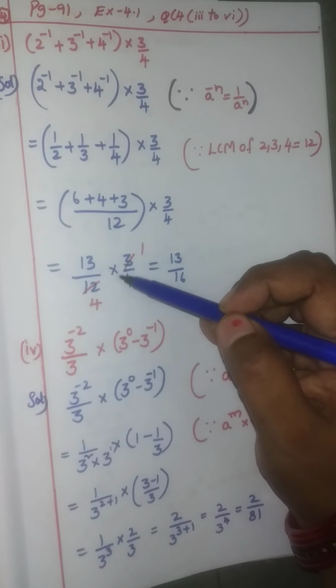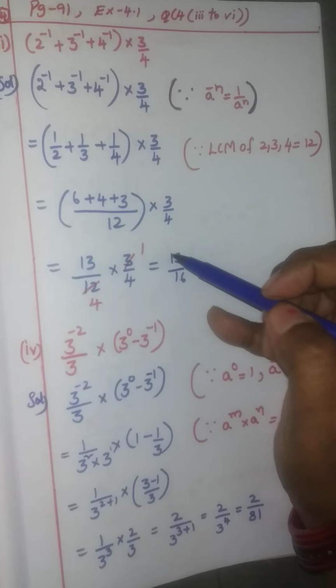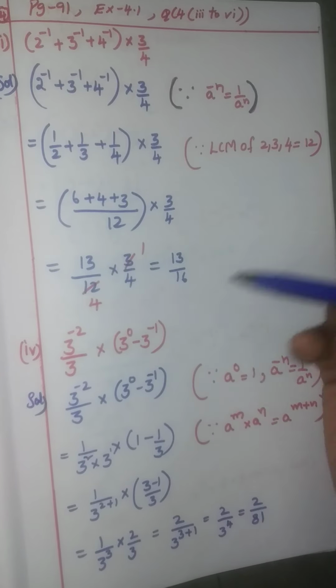13 divided by 12, into 3 by 4. 3 ones are 3, 3 fours are 12. So 13 into 3 is 39, and 12 into 4 is 48. So the answer is 13 by 16.